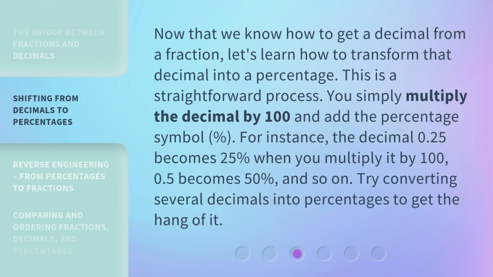Now that we know how to get a decimal from a fraction, let's learn how to transform that decimal into a percentage. This is a straightforward process. You simply multiply the decimal by 100 and add the percentage symbol, %. For instance, the decimal 0.25 becomes 25% when you multiply it by 100, 0.5 becomes 50%, and so on. Try converting several decimals into percentages to get the hang of it.